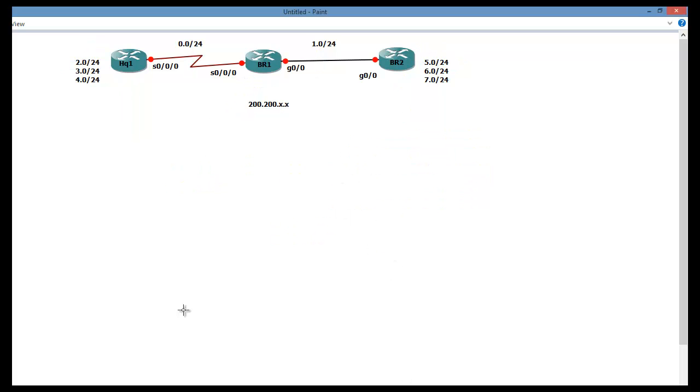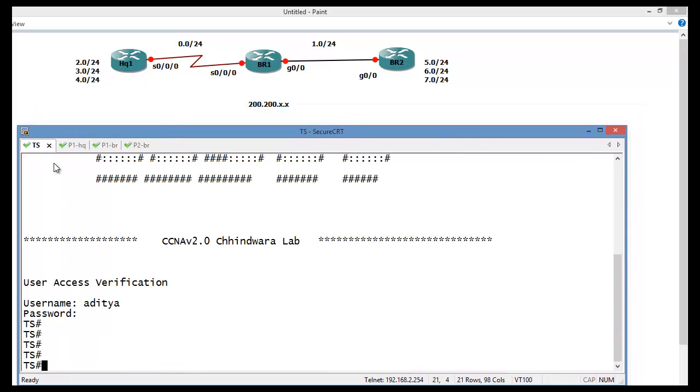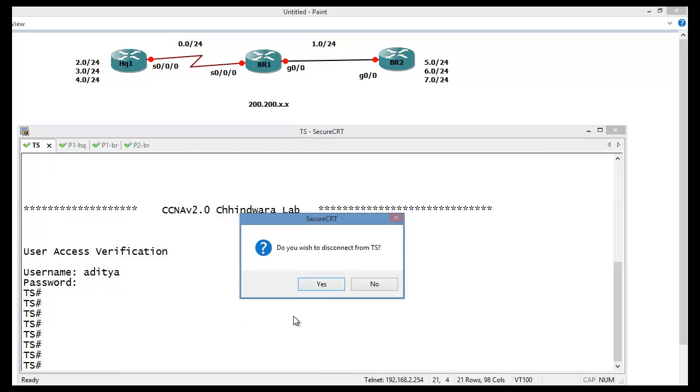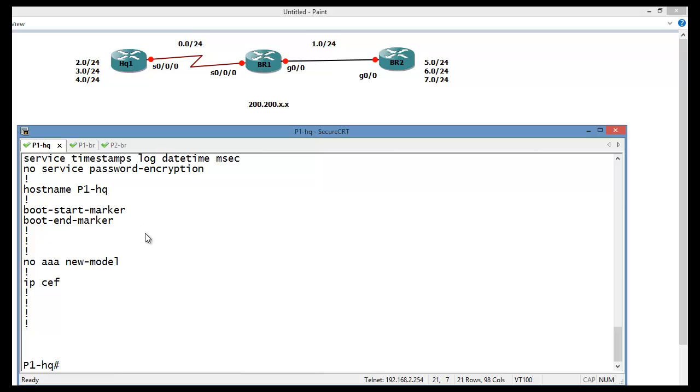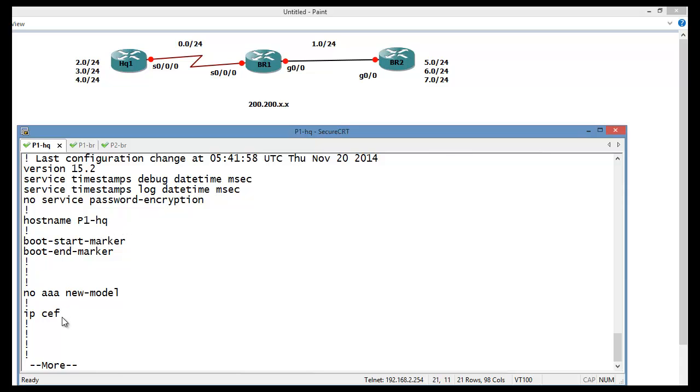First I would like to show you my console window. I can see this is my terminal server, which is no longer required right now, so let me close this one. These devices are working. If you run the show running-config command, you will find Cisco CEF, or Cisco Express Forwarding, is already up and working. Let me create some traffic so that they build their topology. Actually, I don't think I need to create traffic.